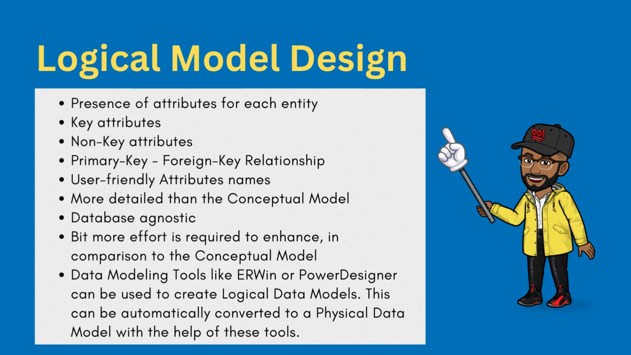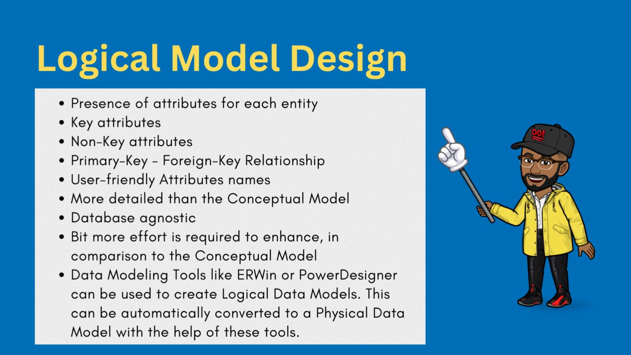And user-friendly attribute names. You can have only the descriptions. No need to have the primary and foreign key, no need to have that entire column name. You can simply have these descriptions, and it will be more detailed than the conceptual model. So you'll have all the column names, right?